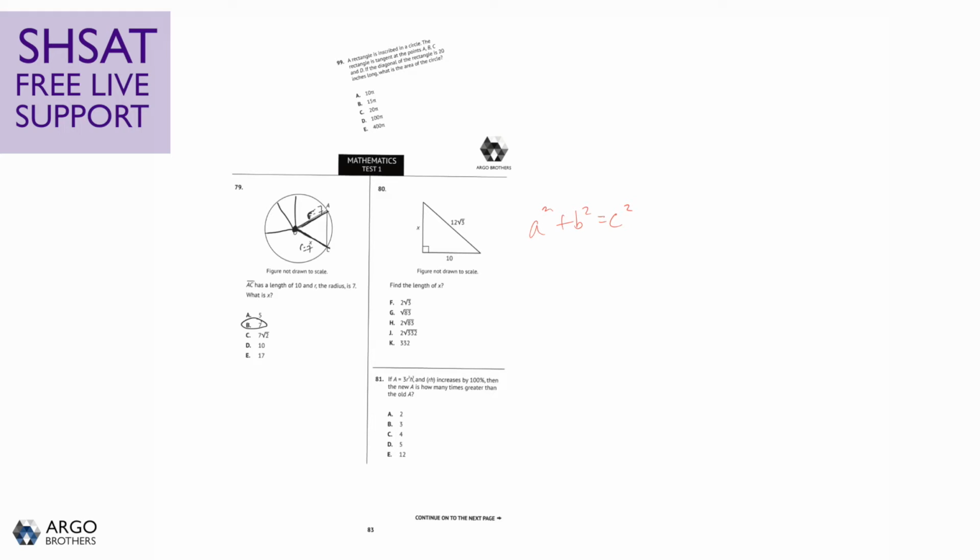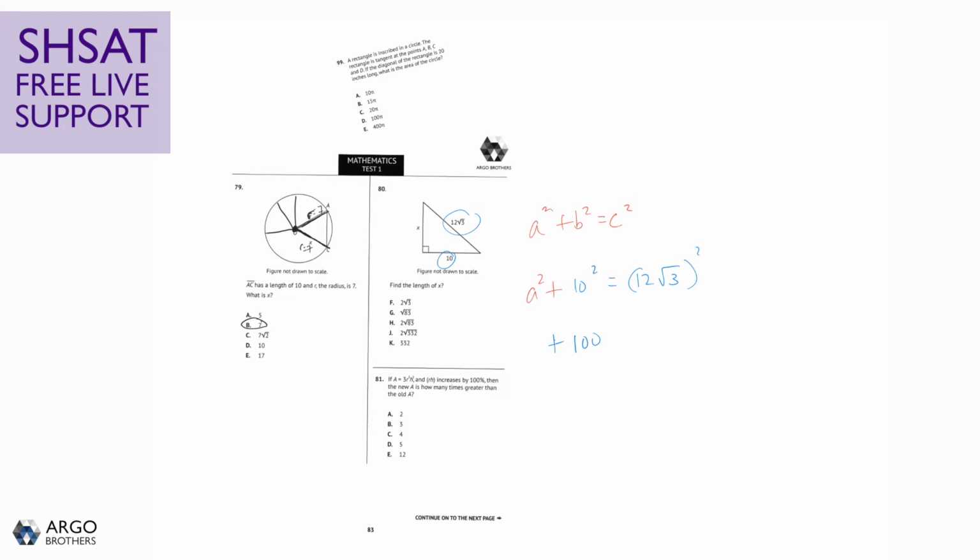And I'm trying to find out x, which is going to be essentially a squared. So a squared plus, well, what's the value of b? The value of b is 10. So 10 squared is equal to 12 radical 3 squared, okay? And now I know that 10 squared is going to be 100. 10 times 10 is 100, right?